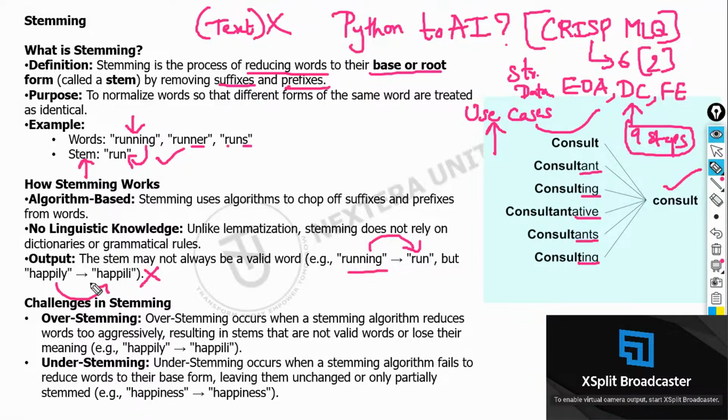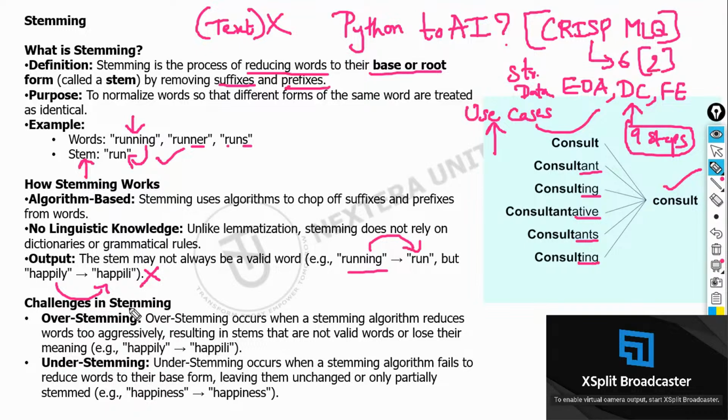I can explain it clearly over here. For running, it's working fine because the base root is run. If I add suffixes, I'm getting all 3 words. But if you take happily and use stemming on it, I should get happy as the output. But what is this happily? Moreover, this particular word is not present in the English dictionary. There is no such word, right? So this is the disadvantage of stemming, and this will be overcome by lemmatization.